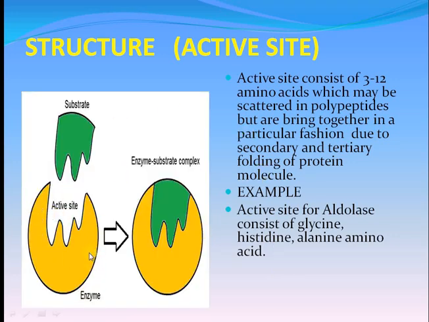So here is the enzyme and this 3-dimensional structure, it is basically the active site. Now this substrate or the reactant comes and combines with the enzyme at this position. When this substrate combines with the enzyme, it will become an enzyme substrate complex.